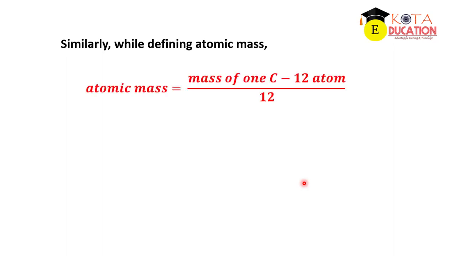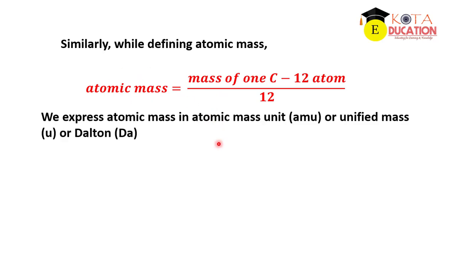Similarly for the atomic mass, when we have to define the atomic mass, it was assumed that atomic mass is the mass of a carbon-12 atom divided by 12. Similarly here we are taking only one atom of carbon-12 isotope and dividing it by 12. So that is our atomic mass.